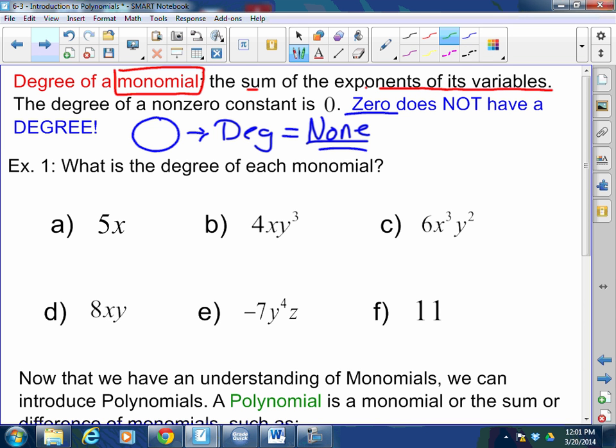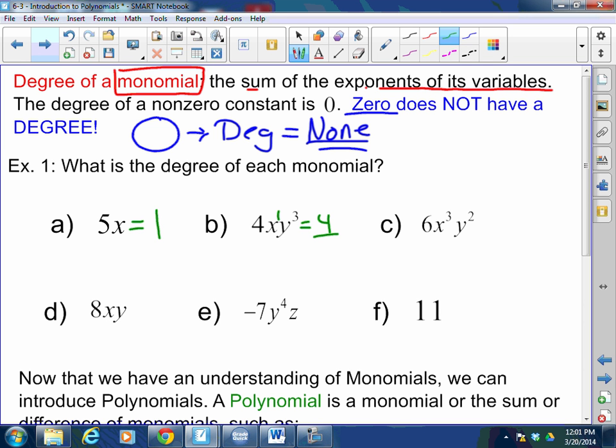Okay, A, what's the degree here? What's the degree of the 5? What's the degree of the 1, of the x? 1. So what's the degree of this monomial? 1. It's the highest sum of variable exponents. For B, what's the degree? 4. Very good. Why? x has an exponent of 1. y has an exponent of 3. The degree of a monomial is the sum of the variable exponents. So that degree is 4.